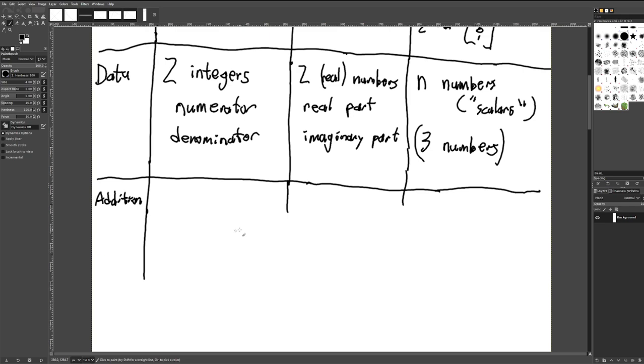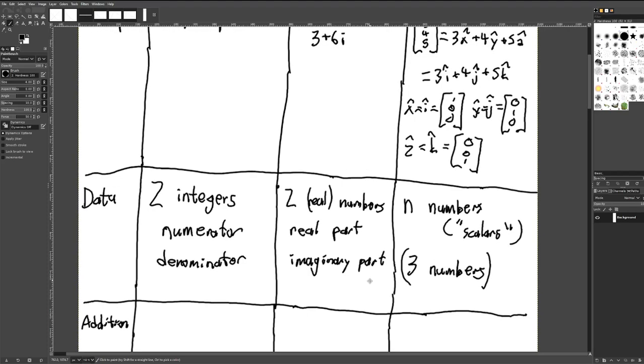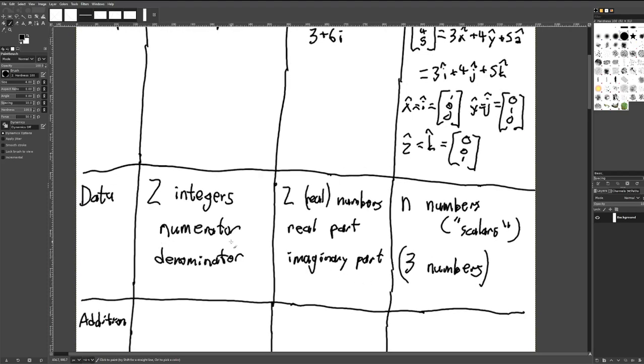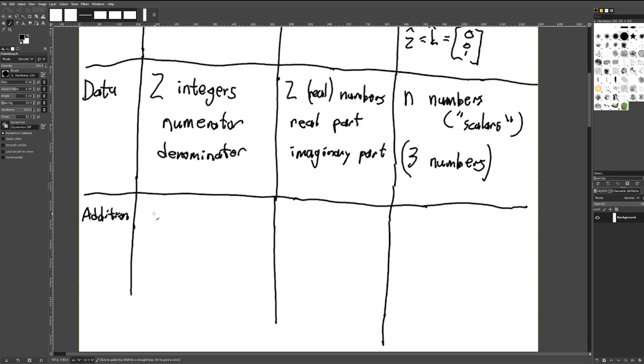I'm going to go through a couple different operations here. One of them is addition, and here we start to see where the data is structured, where the numerator and the denominator are treated differently in a fraction. If you have two fractions, a over b plus c over d, and you add them, you cross multiply, and you get (ad plus bc) over bd. And that's how you add fractions.